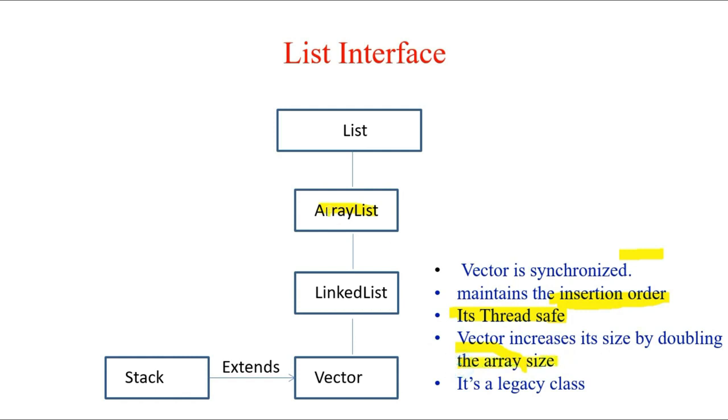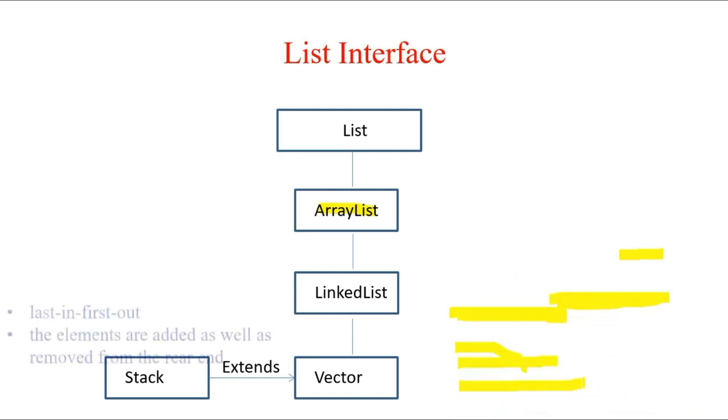So this was a difference between array list and vector. Array list increases its size by 50%, but vector just doubles its size. Whenever the capacity of the vector is completed and you want more elements to be added, it will exactly double its size. And basically, it's a legacy class, but it's an important one.